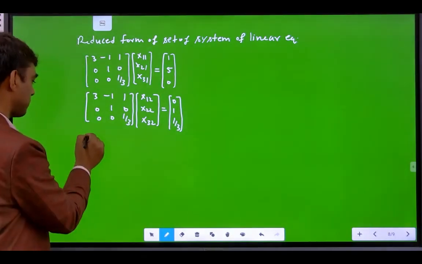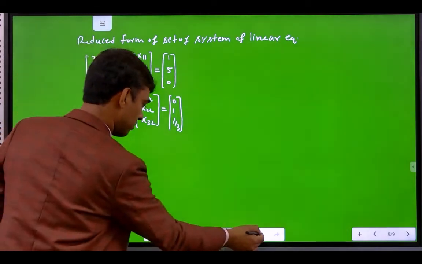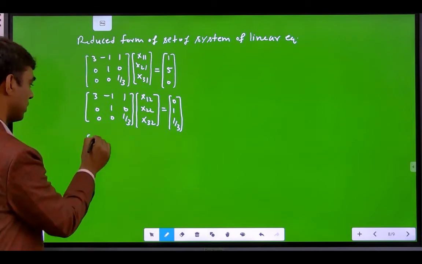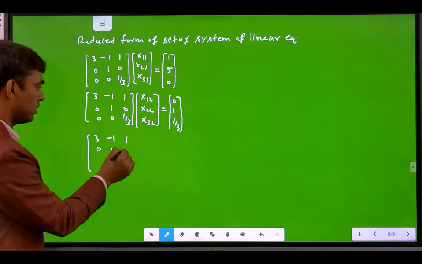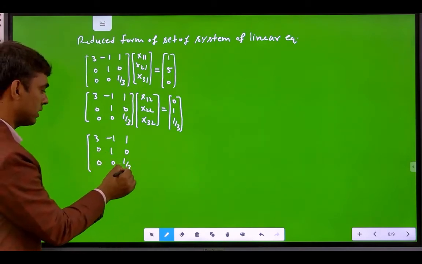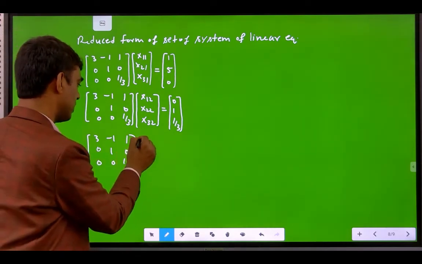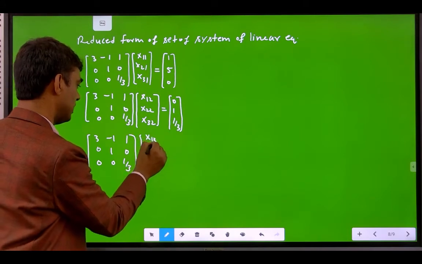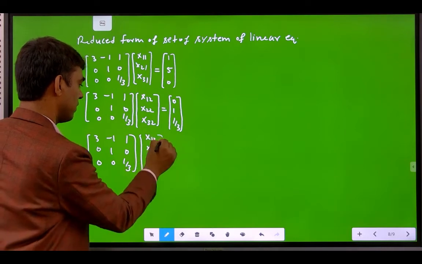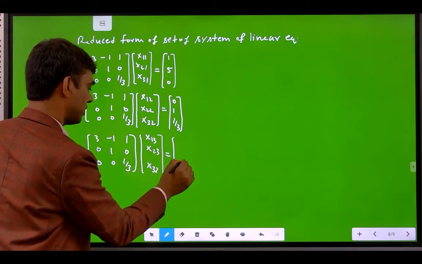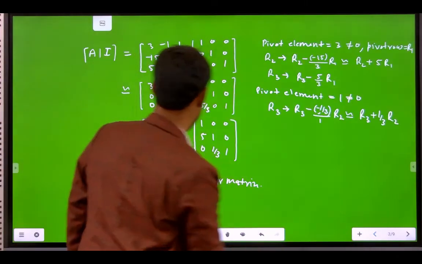The third one, again here we write: 3, minus 1, 1, 0, 1, 0, 0, 0, 1 by 3. And what is the third unknown? It means the third column of A inverse, which is x13, x23, and x33. This equals 0, 0, 1. There is no change in the third column: 0, 0, 1.